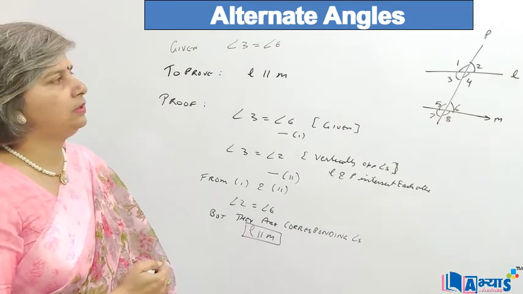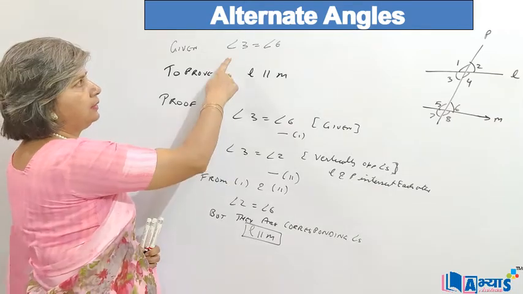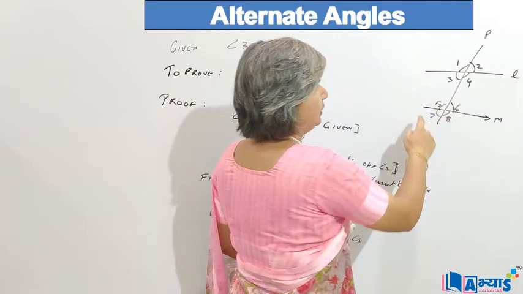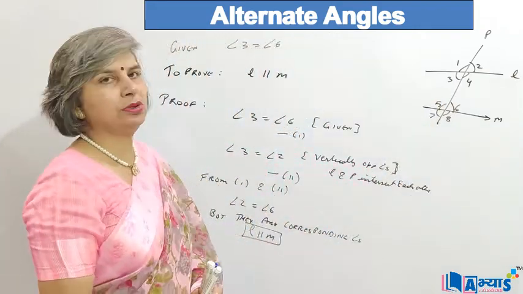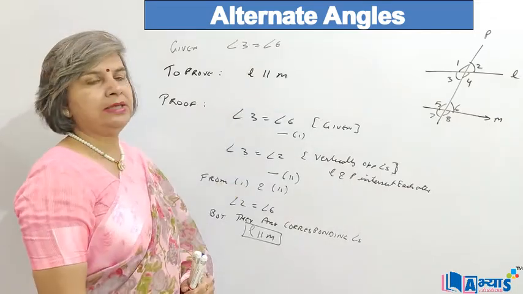Same thing can be proved for the exterior angles also. Now that we were given that angle 3 is equal to angle 6, they are alternate interior angles. Angle 3 is on the one side of the transversal and 6 is on the other side of the transversal. As they are equal, we are to prove that L is parallel to M.